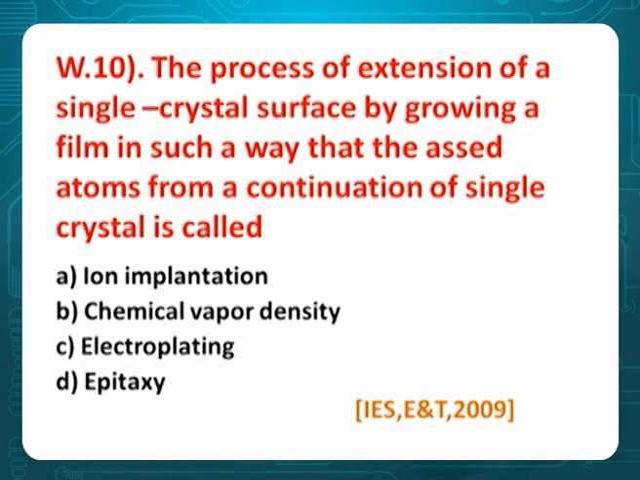The 10th one. The process of extension of a single crystal surface by growing a film in such a way that the atoms form a continuation of the single crystal is called what? Is it ion implantation, chemical wafer, electroplating, or epitaxy? This was asked in IES.